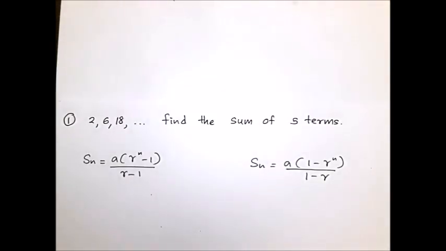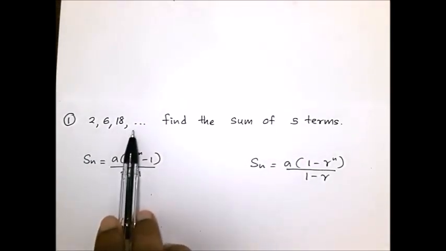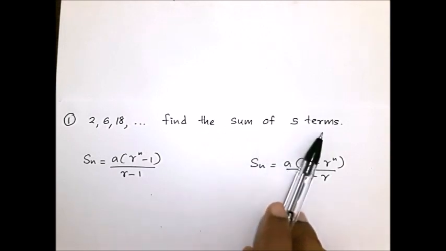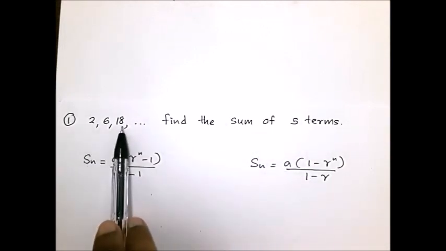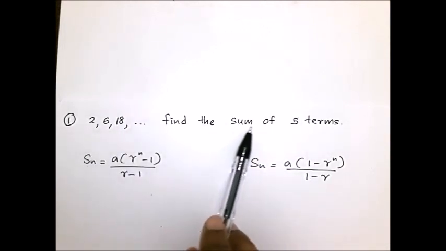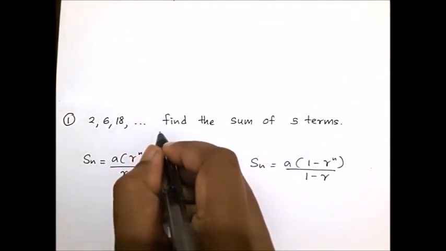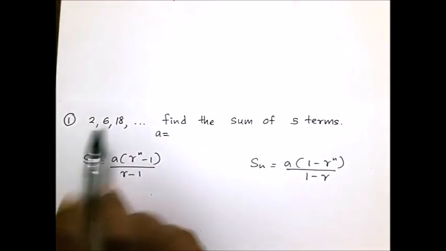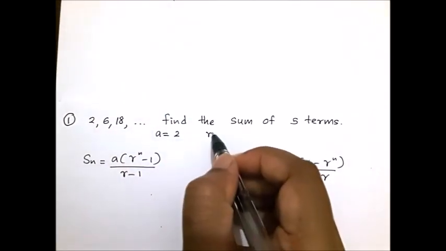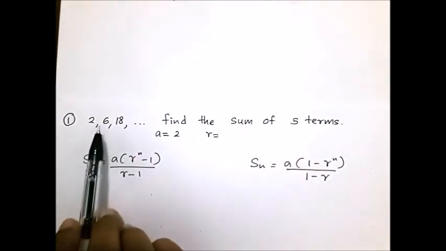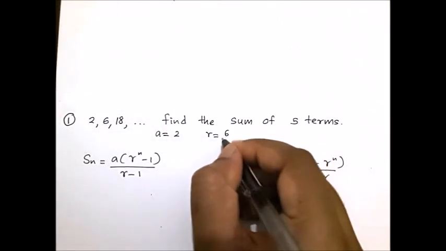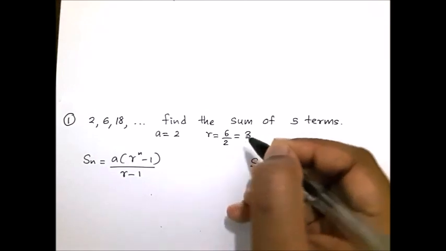Now look at the first example. 2, 6, 18. This is a geometric progression. Find the sum of 5 terms. Here the first 3 terms are given. The question says find the sum of the first 5 terms. First find the first term. It is 2. Then find the common ratio. You can find the common ratio by dividing the second term by the first term. 6 divided by 2. It is 3.